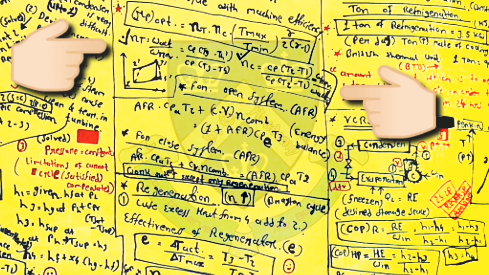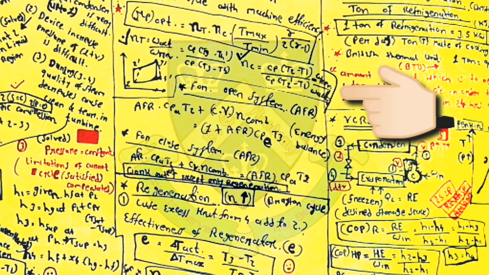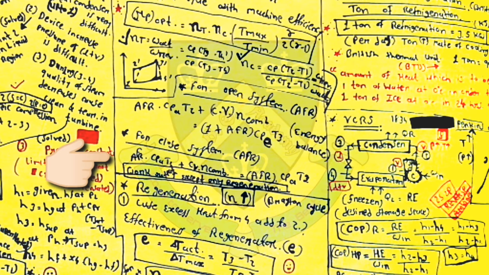For an open system, in terms of air fuel ratio, AFR into Cp at T2 plus Cv into eta combination is equal to (1 plus AFR) into Cp into T3. For a closed system, AFR into Cpa into T2 plus Cv into eta combination is equal to AFR into Cpa into T3.